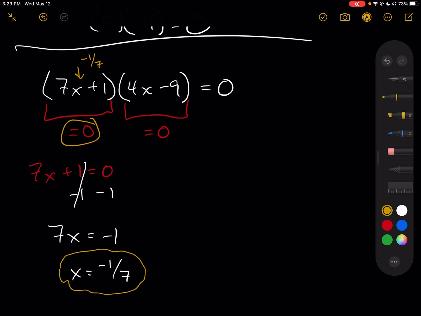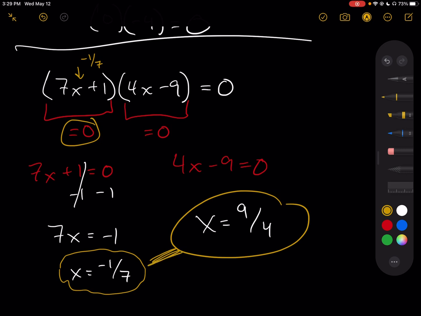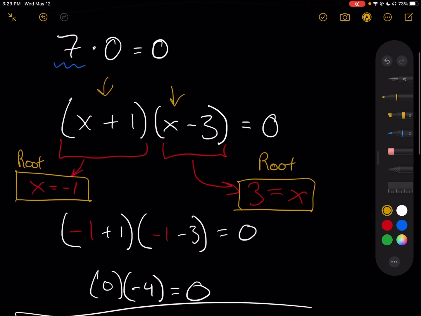So we can do the same thing for the other one. 4x minus 9 is equal to 0, right? So we add the 9 over, we divide by 4, and we get x equals 9/4. So these two would represent our two roots, one for each of the two x's that we see, okay? So this is the idea of the zero product property.